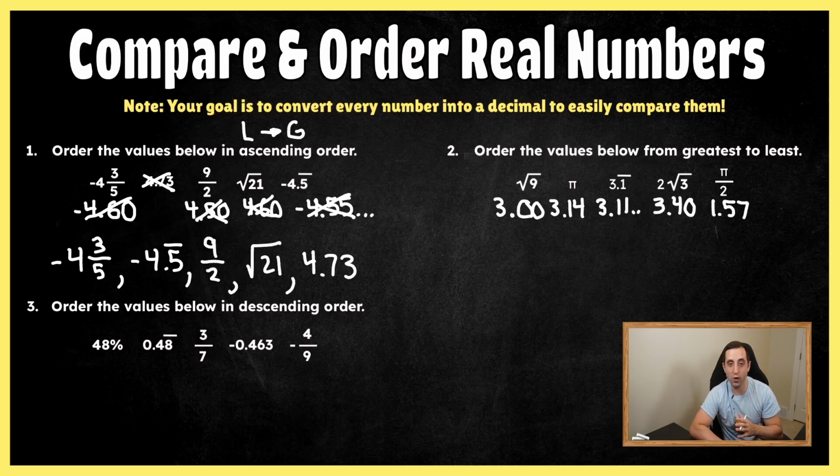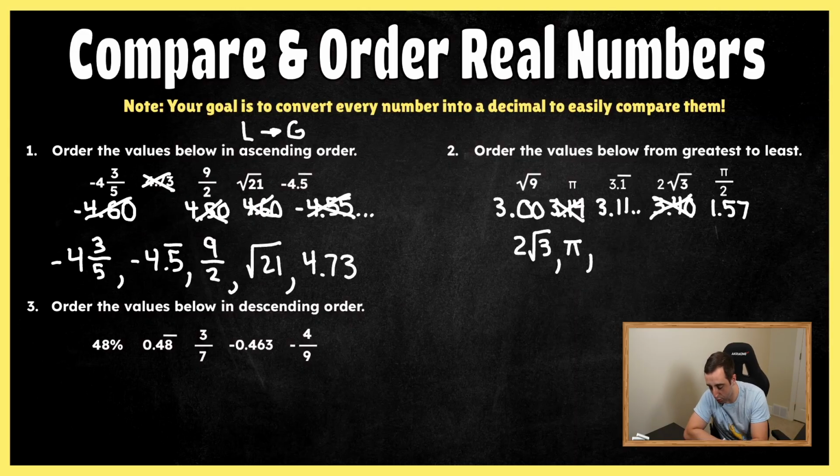Now we can go ahead and order these from largest to smallest. So the biggest decimal that we have looks like it's going to be 3 and 40/100ths, or 2 square root of 3. So we're going to put that first. Then we get rid of that. Our next largest one is going to be 3.14, because 14 is bigger than 11 here. So that's going to be pi.